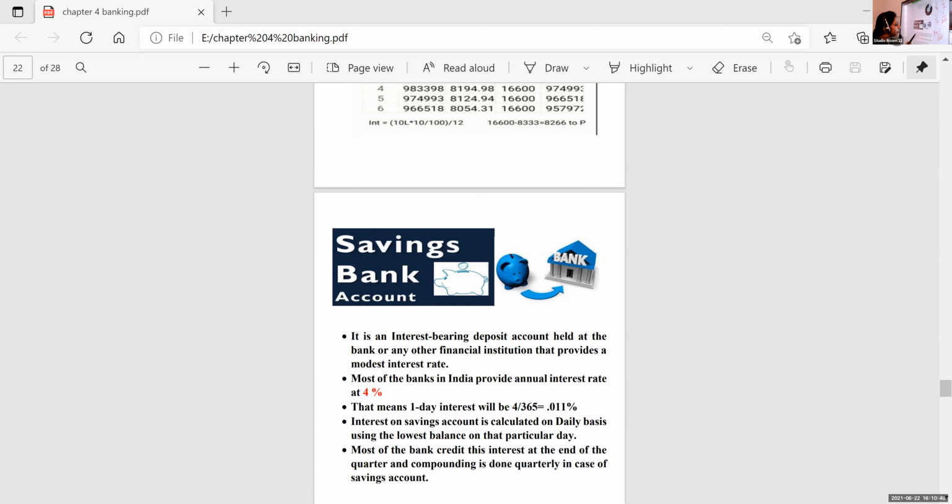Don't forget, this will be asked. I'll be asking this. What is the interest rate for savings account? 4%. What is that 4%? It is the annual interest rate. So how will you calculate the interest for one day? Daily interest rate, that is 4 into 1 by 365.